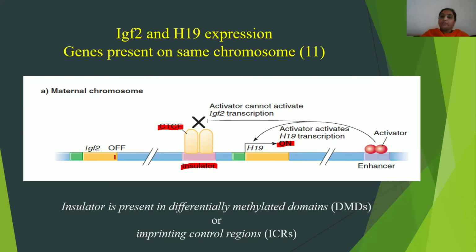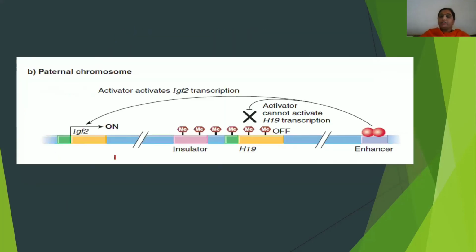But in the paternal chromosome, in the germ cells, all the methylation and expression patterns are erased, and the new pattern is established. If it is a paternal chromosome, there will be methylation of the insulator and methylation in the H19 region, so that only IGF2 is expressed. So this methylation or expression pattern is set in the germ cells.